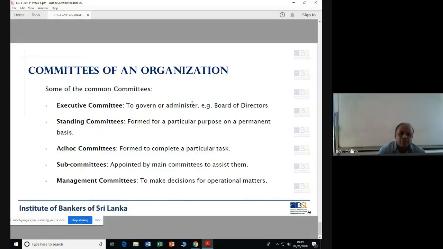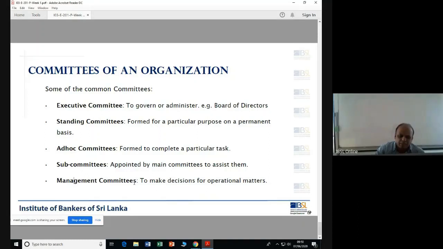Then you might also have subcommittees. These subcommittees are appointed by the main committees to assist them. For example, an executive committee might appoint a subcommittee to take forward the decision made by the executive committee. Or in other words, in order to make decisions at the executive committee, the subcommittee will help them by giving them the required inputs. So more or less, the subcommittees are a branch of the executive committee.